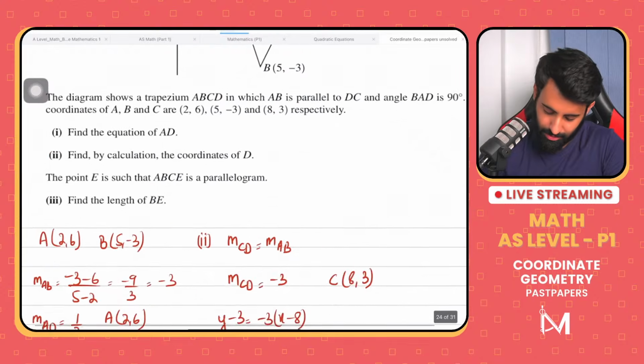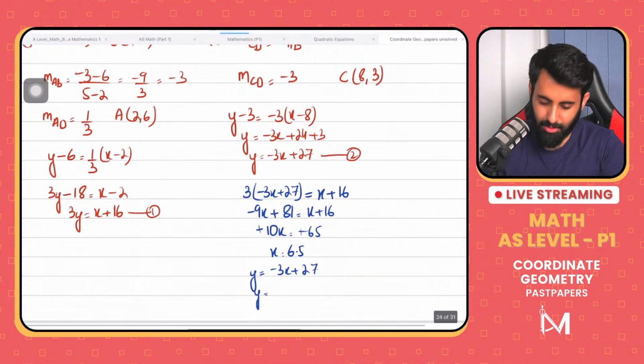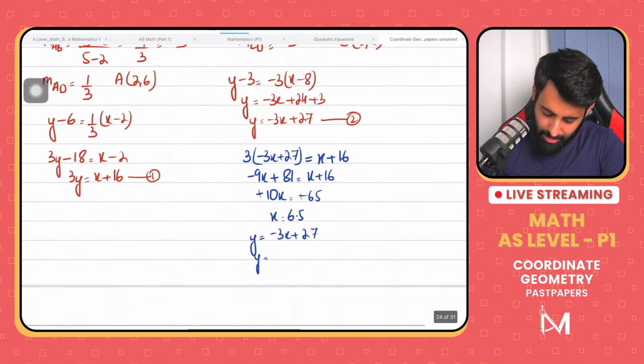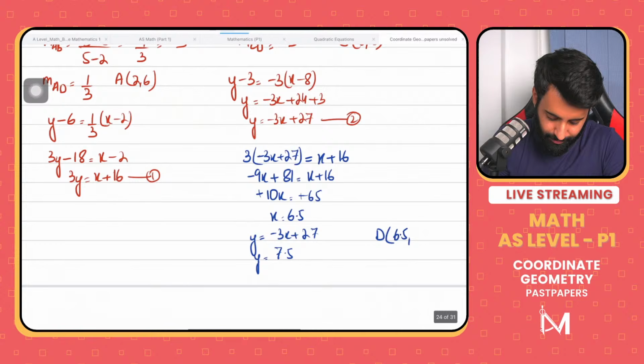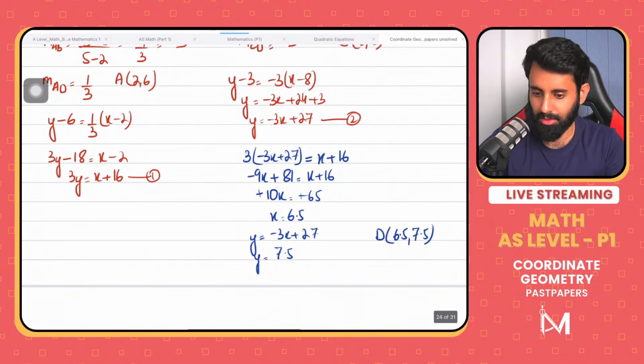Yeah, x is equal to 6.5. Now in order to find out the value of y, let's use this equation, minus 3x plus 27. So y is equal to minus 3 into 6.5 plus 27. So we're looking at 7.5. And then in the end, write your answer nicely, which is 6.5 comma 7.5. And there you go, fellas. That's the answer.